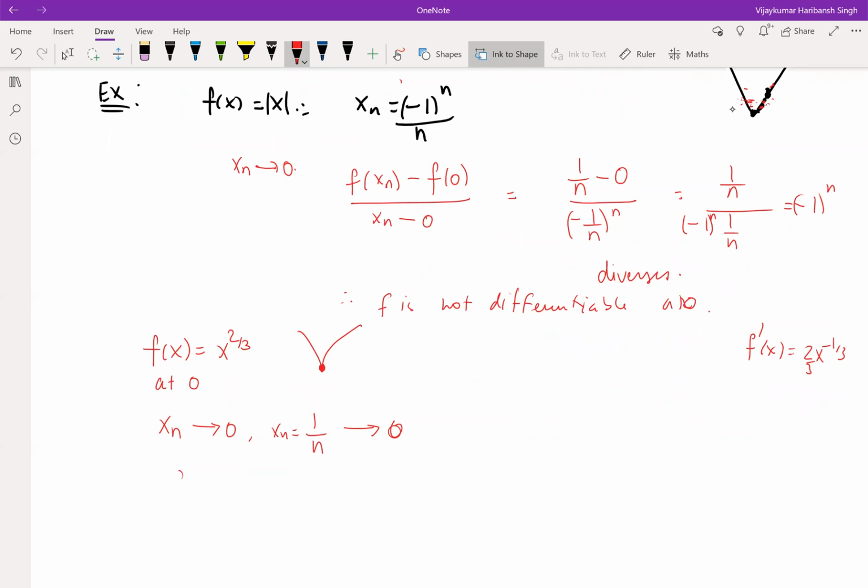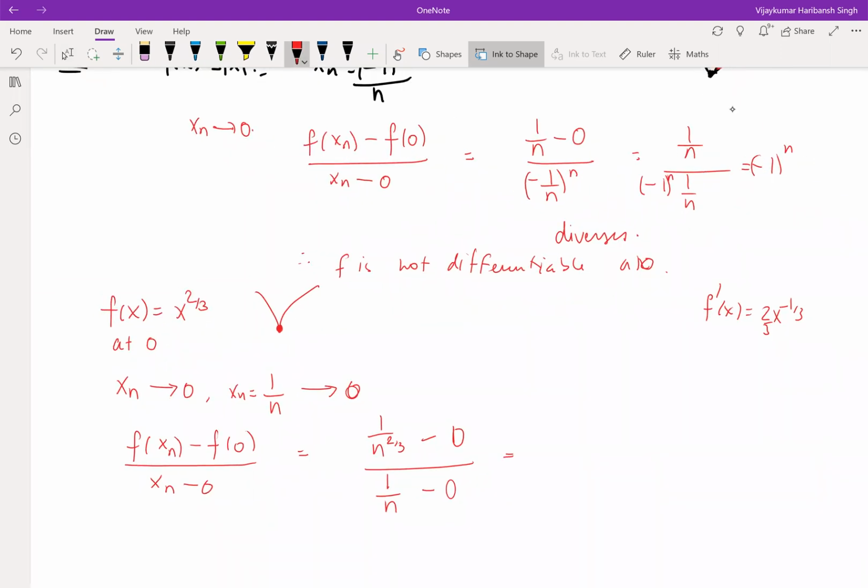So xn converges to 0, but let's see f of xn minus f of 0 over xn minus 0. So this is going to be 1 by n to the power 2 by 3 minus, f of 0 is 0, right, over 1 by n minus 0. So we get 1 by n to the power 1 by 3. And that goes to infinity. No, my bad. That goes to 0. All right. So see, this one did not really work because I had 2 by 3.